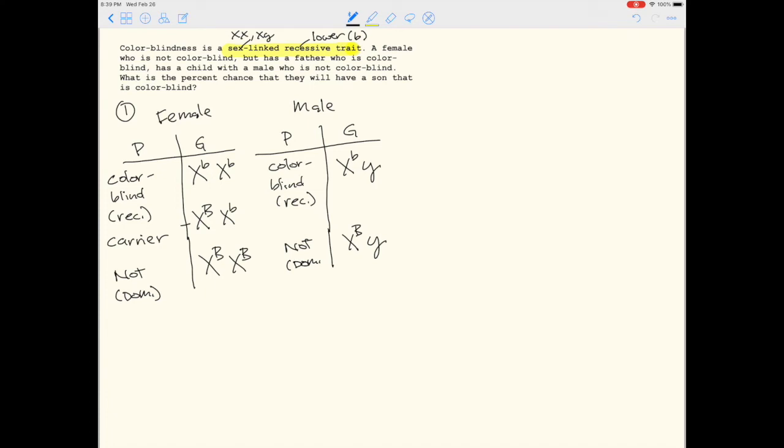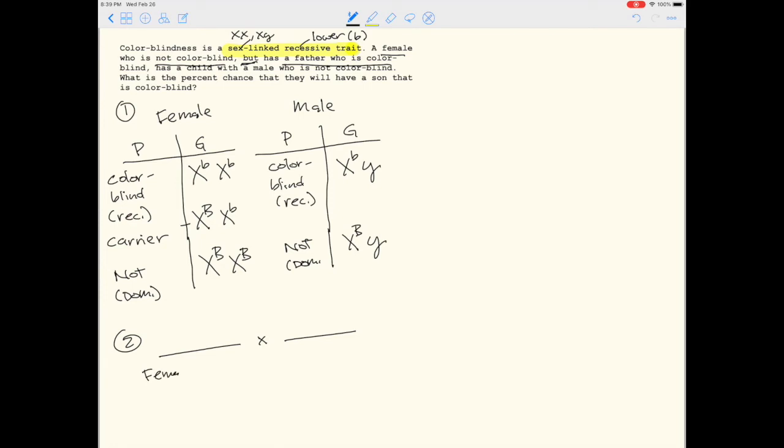All right, so we're going to move on to step number 2, and this is the most important step, being able to correctly identify the genotypes for the parents. So I'm going to go back up and read my next sentence, and the next sentence tells me that I am dealing with a female, and my female is not colorblind, but she has a father who is colorblind. So I'm just going to jot down a few notes so I don't make an error.